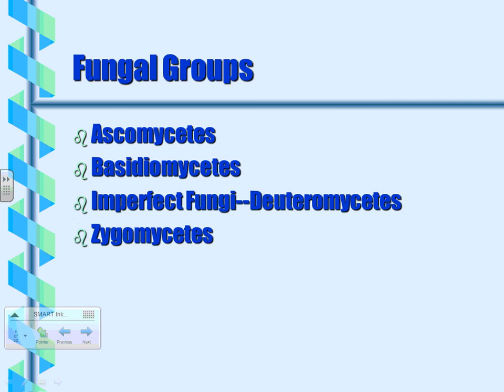Now the fungi are grouped based on how they reproduce. We're going to talk about 4 main groups of fungi. But again, you should know they're classified based on how they reproduce, their method of reproduction. Notice that just about all these names have an MYC in them, and we said that means fungus. And the part in front of that MYC refers to the shape of their reproductive structure.